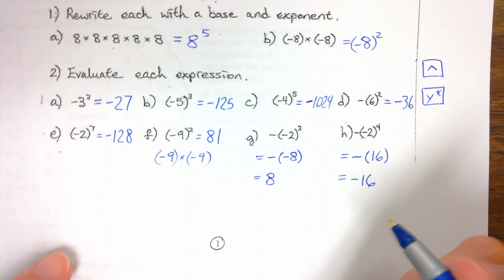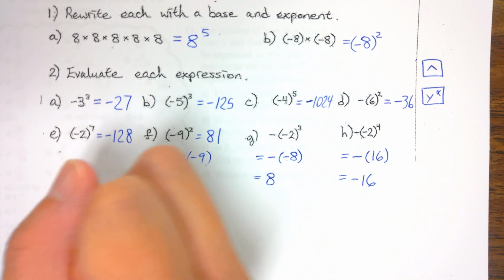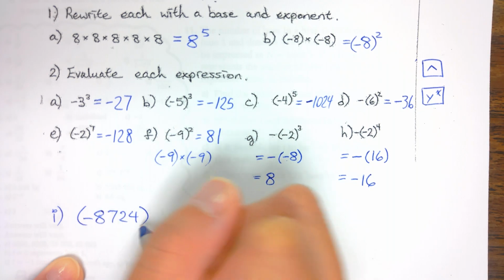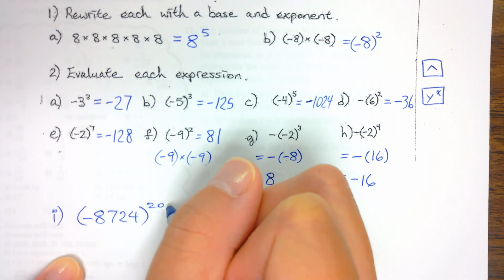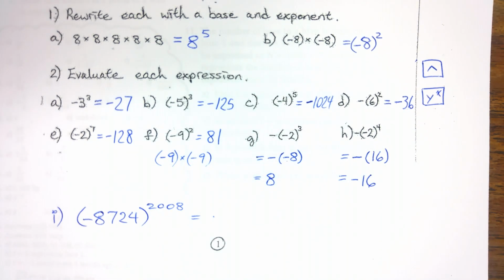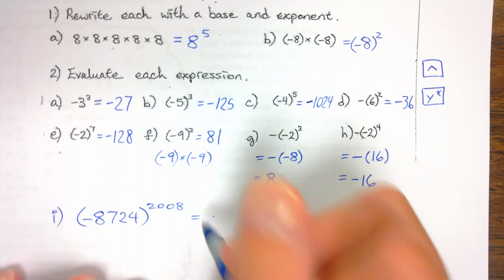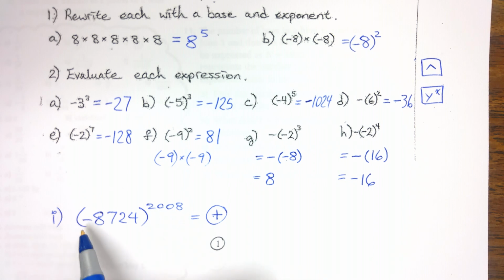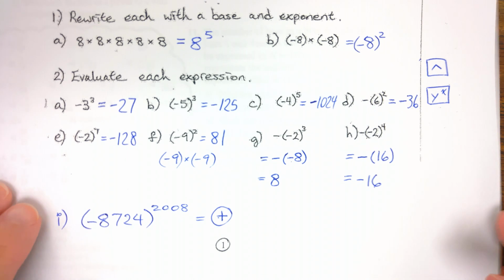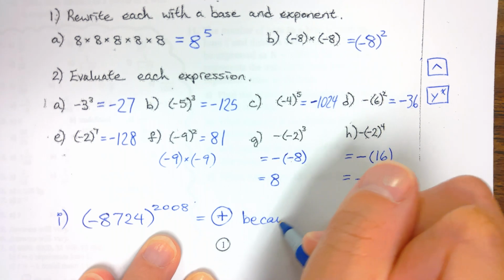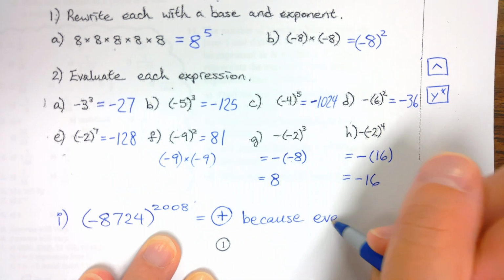Kadrian, let's say I have negative 8,724 to the power of 2008. Is this going to be positive or negative? Positive. That's right, because it's an even exponent and the negative sign is inside the bracket.